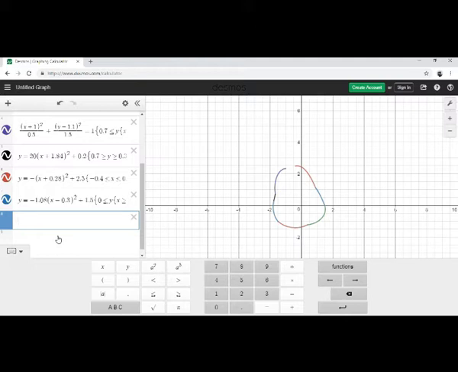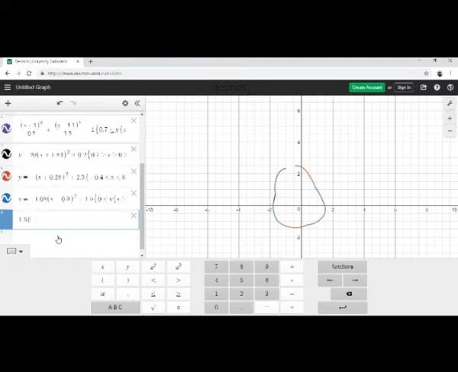1.3 times (x + 0.89)² + 2.5, with −1 ≤ x and x ≤ −0.7.